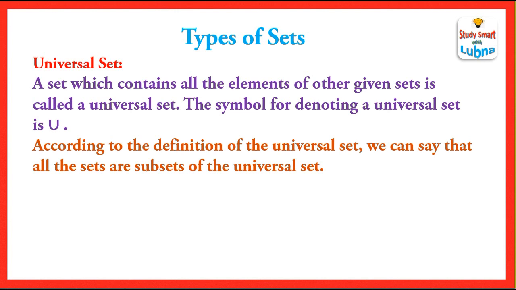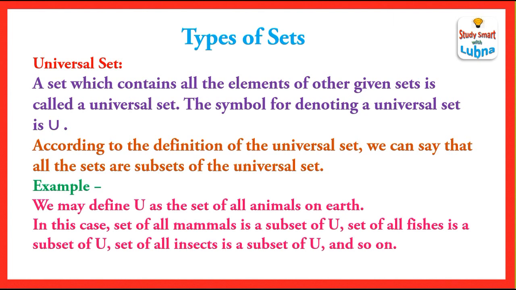Universal set. A set which contains all the elements of other given sets is called a universal set. The symbol for denoting the universal set is this. According to the definition of the universal set, we can say that all the sets are subsets of the universal set. For example, we may define the universal set as the set of all animals on earth. In this case, the set of all mammals is a subset of the universal set. The set of all fishes is a subset of the universal set. The set of all insects is a subset of the universal set, and so on.